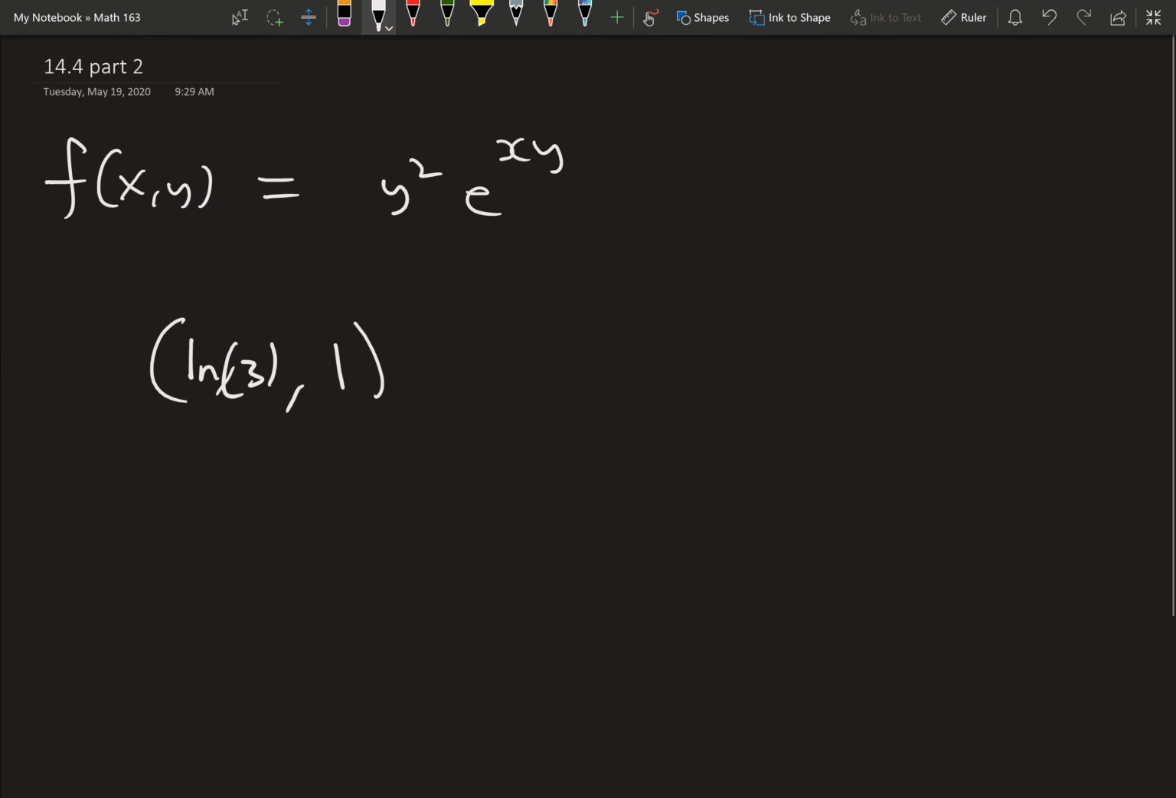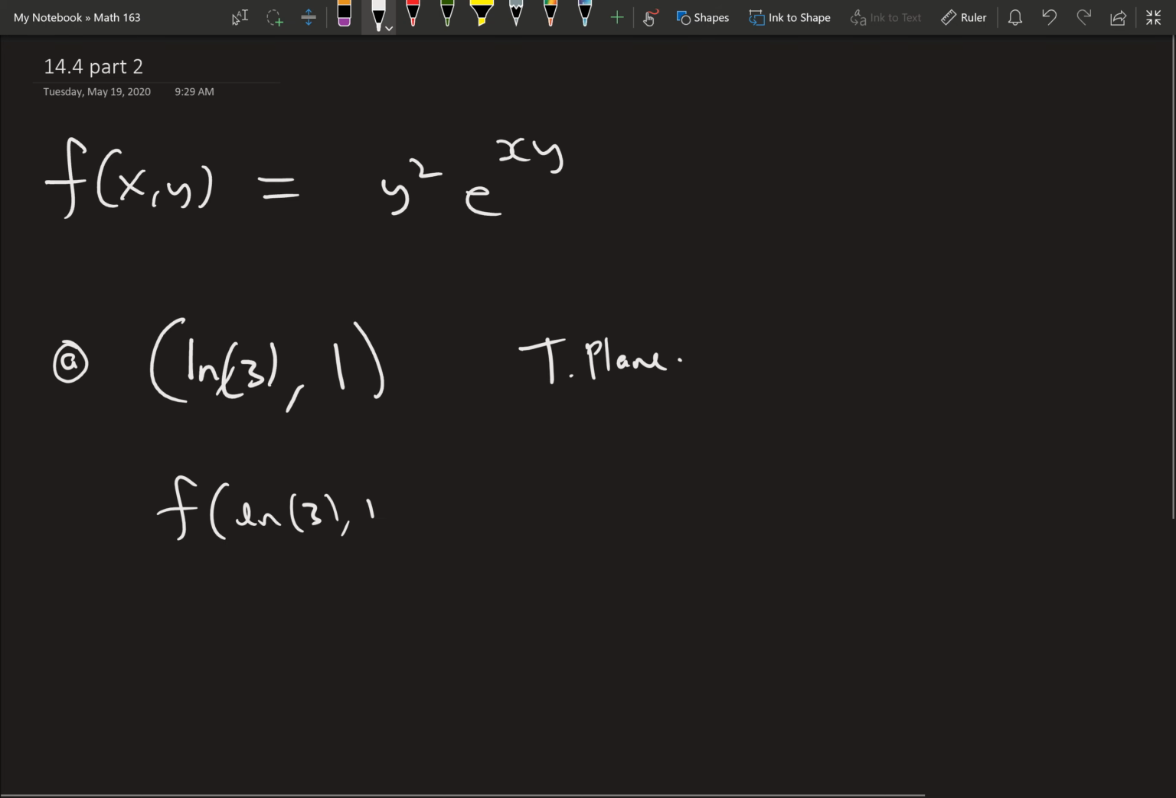Okay, we're going to continue with 14.4, and we left off with this function, and we were going to look at the equation of the tangent plane at this particular point. So first off, let's evaluate this function, f of ln of 3, comma 1. This is equal to e to the ln of 3, which is 3.